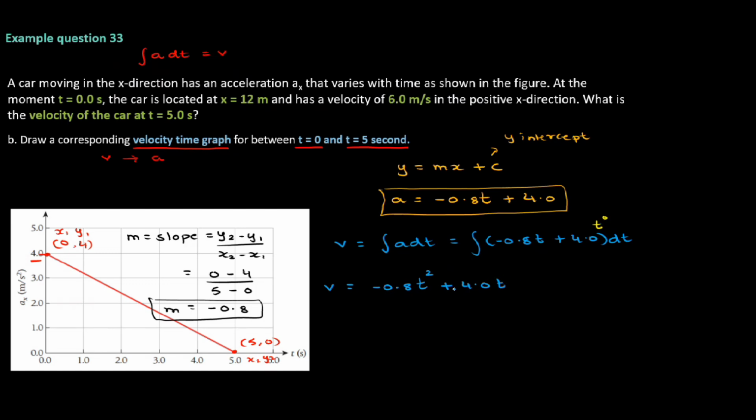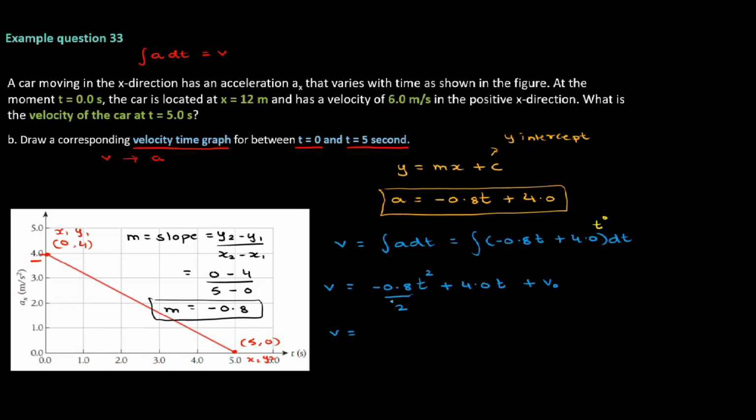After you increase the power of t by 1, now divide by the new power. So divide this by 2, and dividing this by 1 will give me the same number. Then you have to add a constant v0. V0 is the constant which is the initial value of velocity. Now we solve for this.